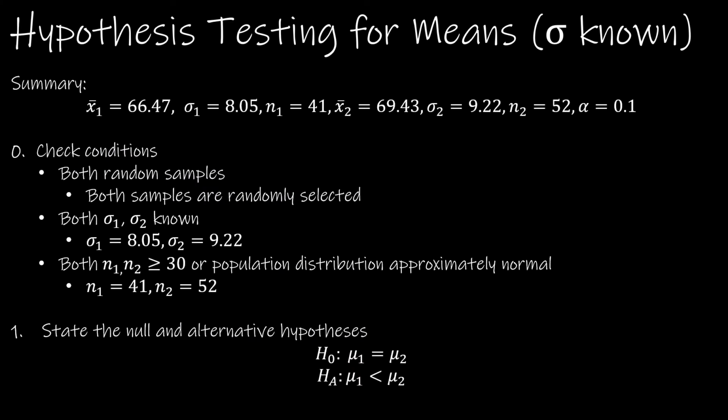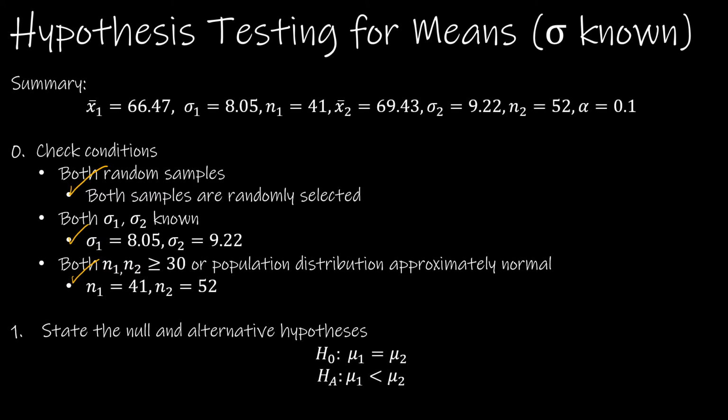So at the top, obviously, I've copied again the summary that we just went through together. And now let's check the conditions. Obviously, it's more beneficial to check conditions as we are looking at the question, but this one's fairly straightforward. We're told that both samples were randomly selected. Obviously, I know both sigmas because I found them as I was reading the paragraphs, and both N1 and N2 are greater than or equal to 30. So very easy to check the conditions.